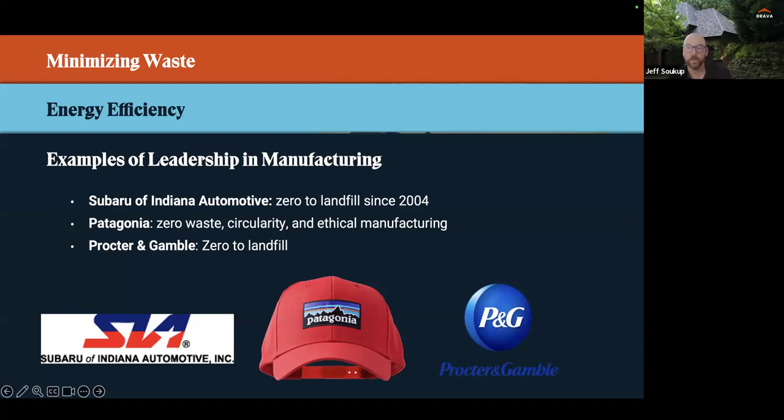And then Procter and Gamble, so another massive manufacturer, over 85% of their production facilities now send zero manufacturing waste to landfills. So their philosophy is, let's treat our waste as a resource and integrate it into circularity in our global operations rather than focusing on it as a byproduct.